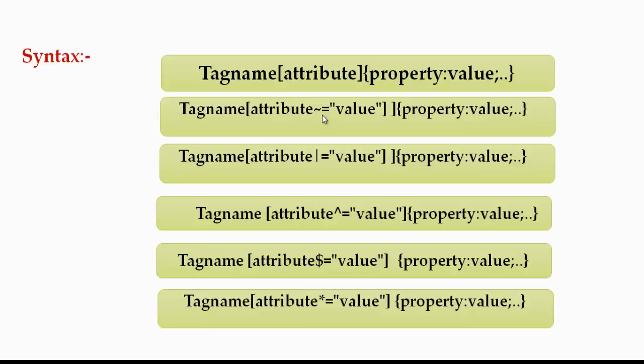Using the tilde symbol, we can select the attribute having a specific value, and using the pipeline symbol with the attribute, we can select values starting with the specified value. With the dollar symbol we can select the attribute value ending with the specified value, and with the star symbol we can select values that contain the specified value. We'll see a simple demo of how to use these attribute selectors.